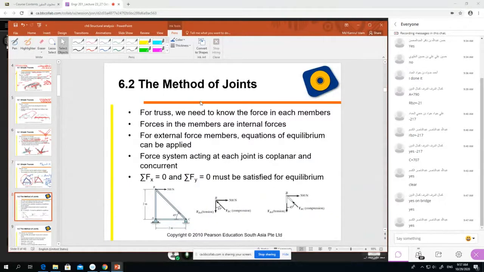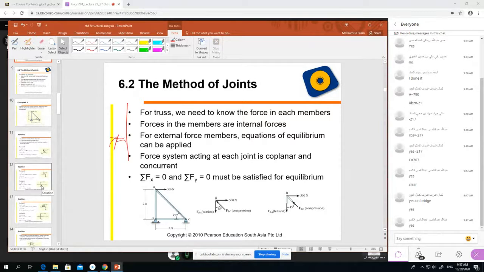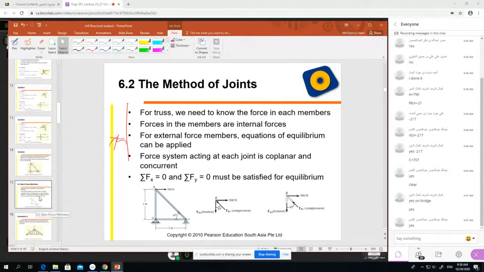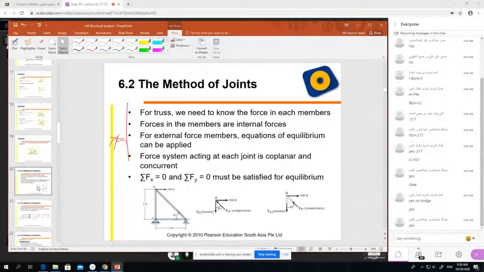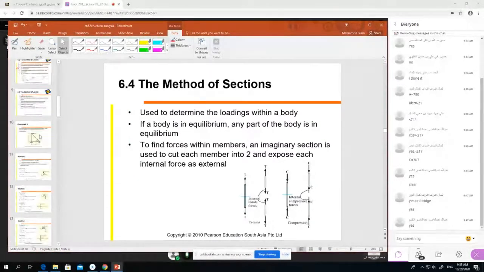So joint method, method of joint. Here, anything that is written, we don't actually need. We'll directly start learning the method, right? What is the joint method? Another is the method of section, right? First, we will start with the joint method. Okay, joint method.